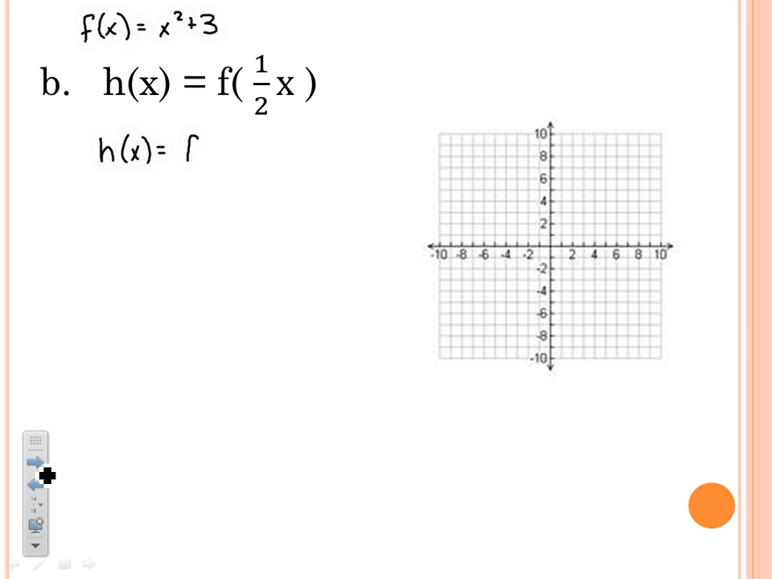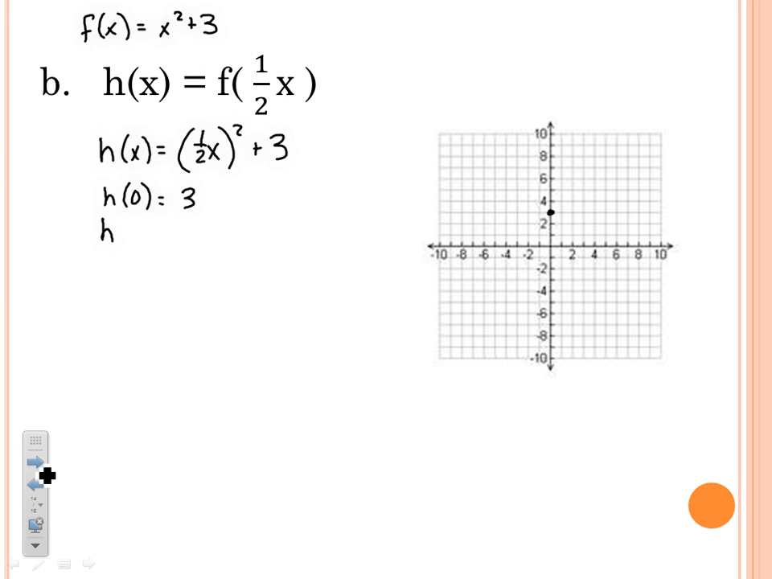Instead of an x squared, we're going to have a 1/2 x squared plugged in. So now let's try h of 0 first. That's going to give us 3. So that plus 3 on our first function, x squared plus 3, shows there. So we had a vertical shift going on of 3.